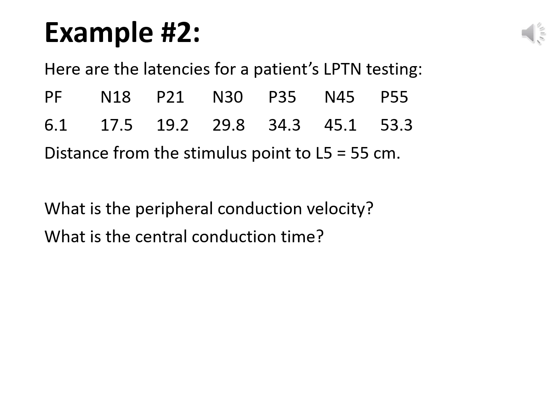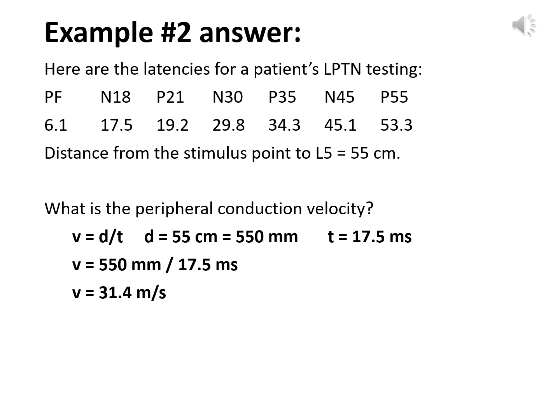And then we are given the distance from the stimulation point to the L5 lumbar spine electrode, and that is 55 centimeters. And we're asked, what is the peripheral conduction velocity? To calculate peripheral conduction velocity, we use the formula V equals d over t, where d is the distance from the stimulation point to the electrode of interest, in this case L5, so it's equal to 55 centimeters. We have to convert everything to millimeters, so 55 centimeters becomes 550 millimeters.